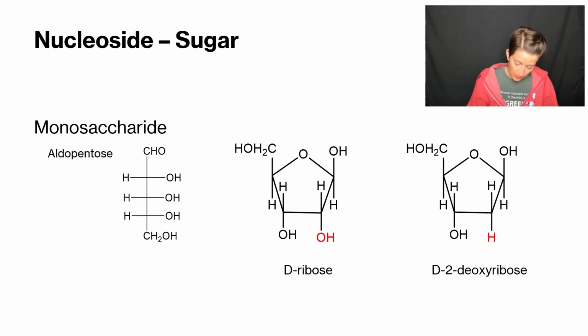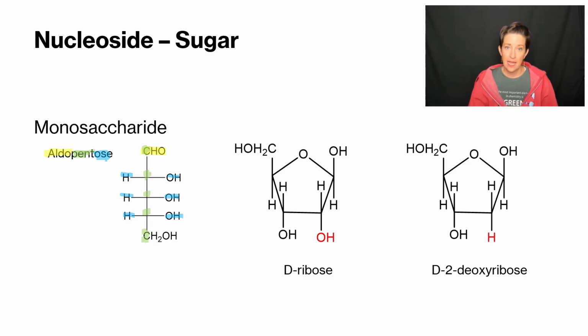This ribose molecule is an aldopentose. Aldo means that it's an aldehyde, pent means there are 5 carbons in the structure, and ose means that it is a sugar, so we have a hydrogen and hydroxyl group on each of the chiral carbons. Nice little refresher for our carbohydrates there.